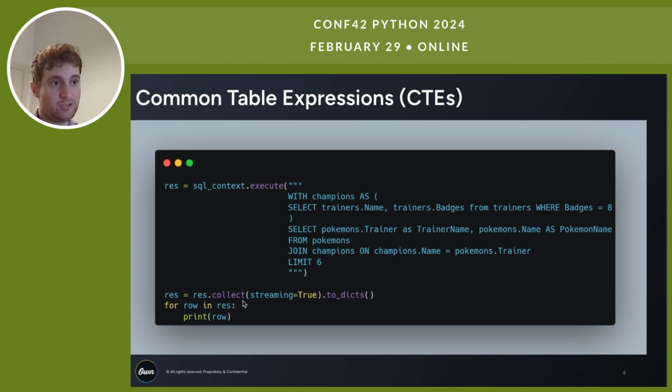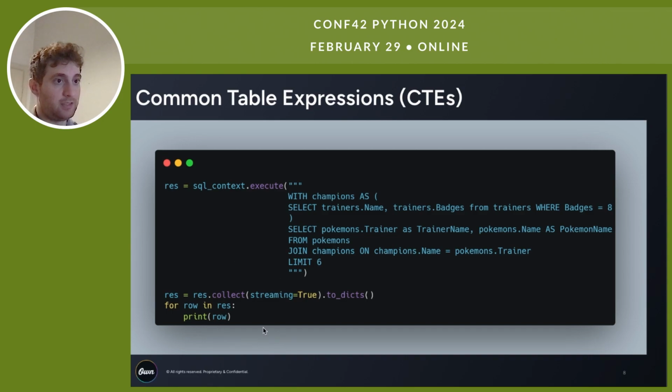Now here we're using collect. Collect is another way of getting our data from a query result. We're using streaming equals true because we don't want to collect all the results into our memory in case it's a very large result. So we're using streaming. Streaming basically returns a generator. Then we're using to dicts in order to convert the result rows into dictionaries.